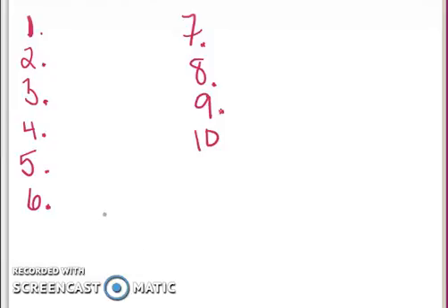Let's start. Name the center. The center is going to be R. That's easy. Name a radius. There's a lot of them. I'm going to go with RY because it's like my name.